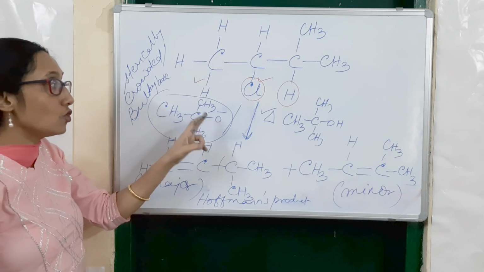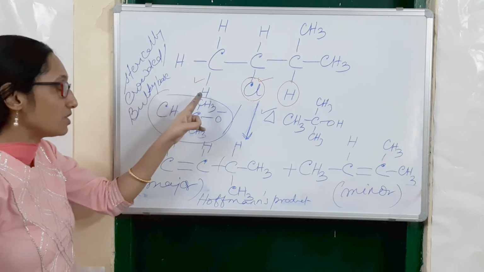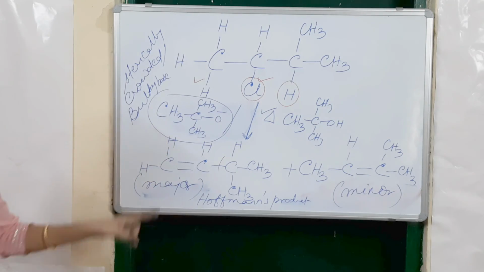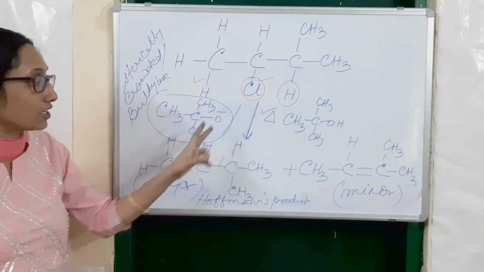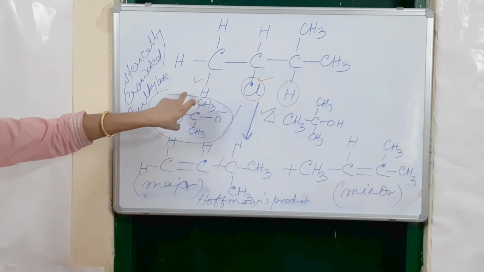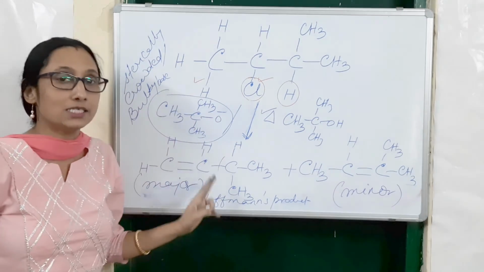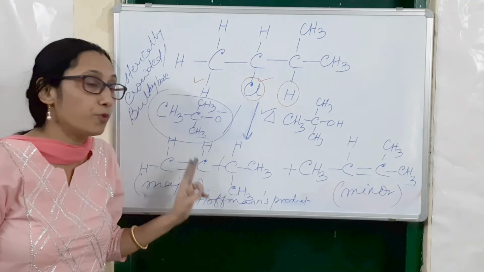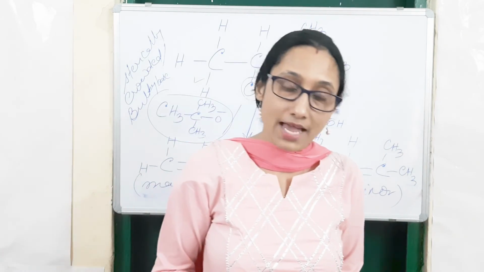So what does it have to do? It has to snatch this beta hydrogen. And if this beta hydrogen is snatched, then this will be the major product. So in an elimination reaction, when the base is a bulky base like tertiary butoxide, in that case the Hofmann product is the major product. So this is our elimination reaction.